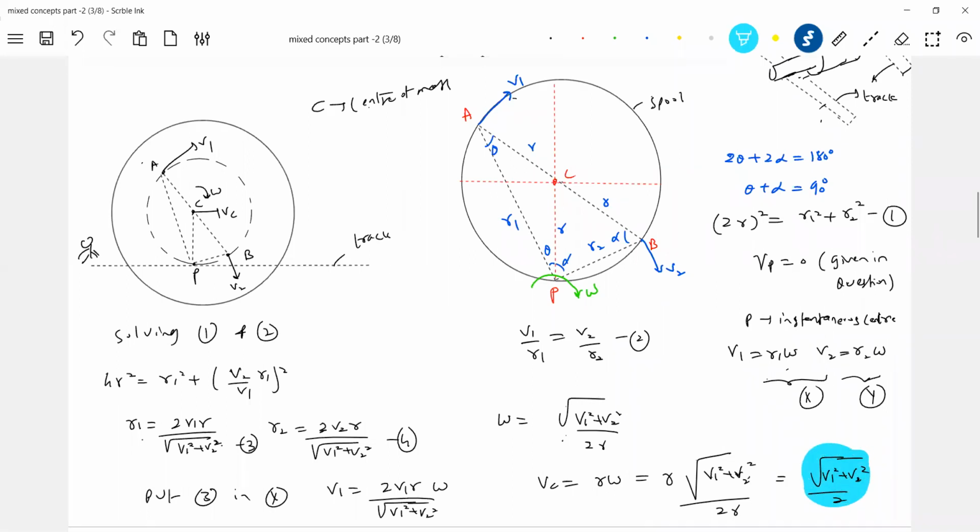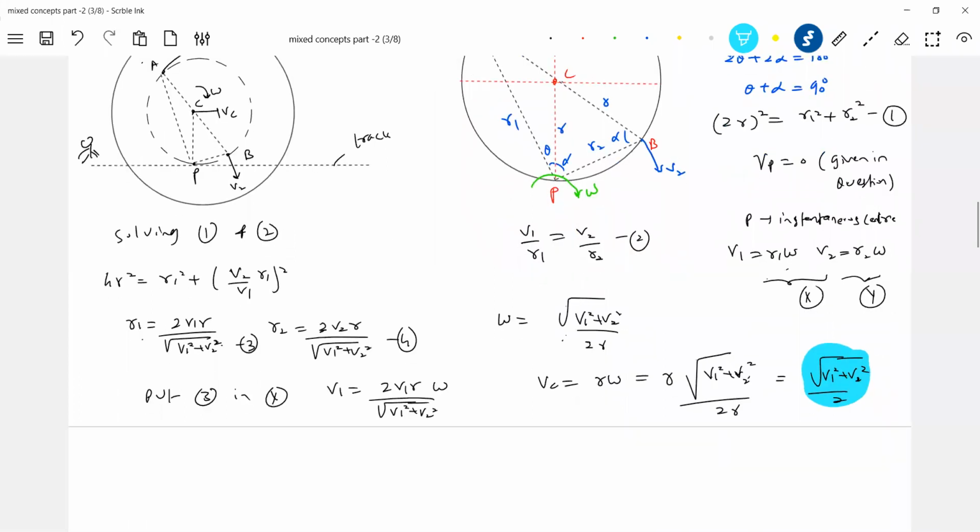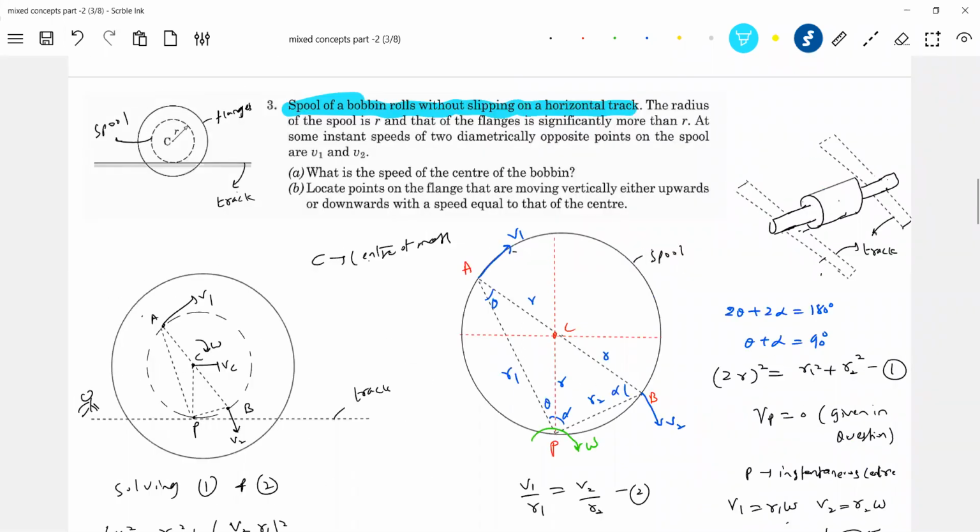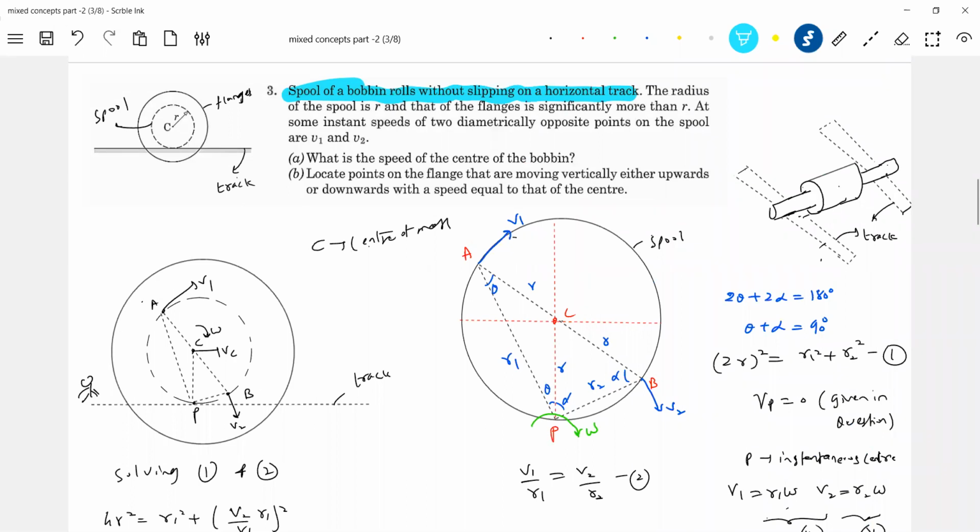Okay, fine. Next part of the problem. What is it asking? Locate points on the flange that are moving vertically, either upwards or downwards, with a speed equal to that of the center. So where are those points? That should be equal to that of the center. So is it possible, such points?